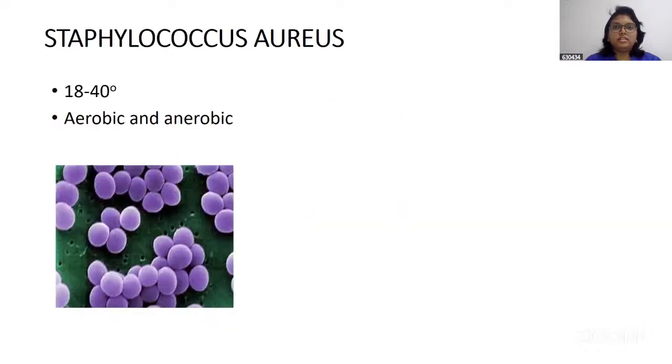And let us discuss in detail the most common gram-positive bacteria. The first one, Staphylococcus aureus, is a gram-positive organism which appears in grape-like clusters. It can grow in a wide range of temperatures, like 18 to 40, and that's why it is the most common gram-positive infection. And also it can grow in aerobic and anaerobic conditions.